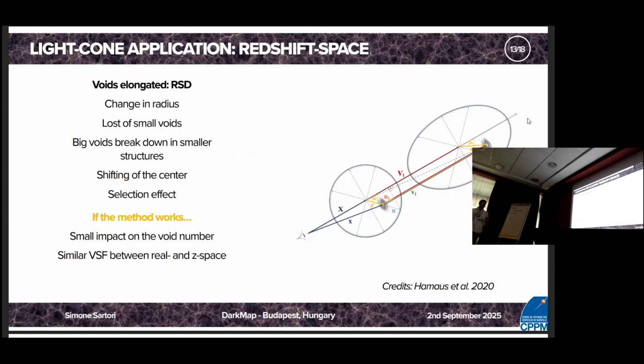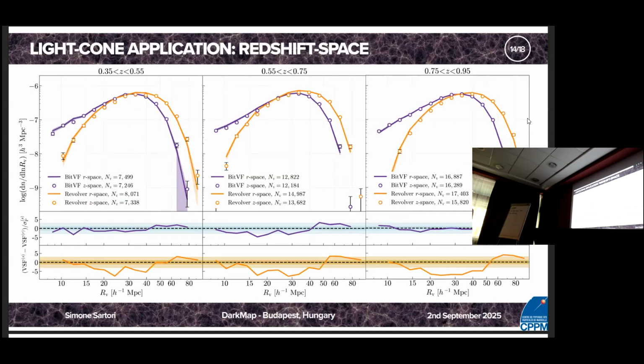If it works, what you should observe is a small impact on the number of voids between real space and redshift space, and a similar void size function between the two spaces. It's impossible to get the same, and we don't want it, but we want to mitigate the systematics. In this plot, you can see that it works. We have 3 different redshift ranges. Lines are the real space void size function, while the dots are the redshift space.